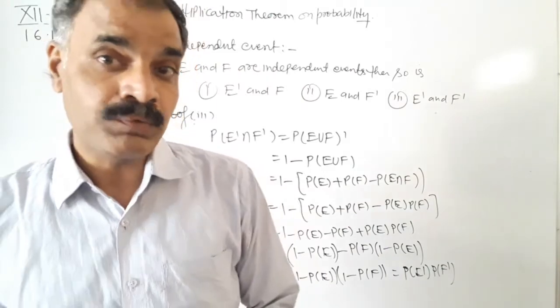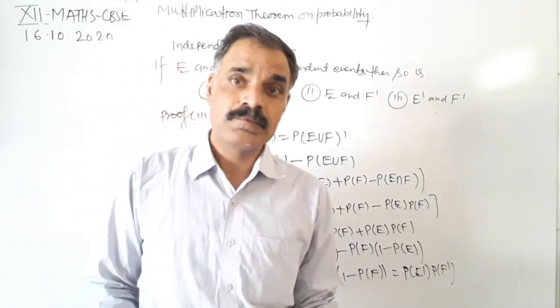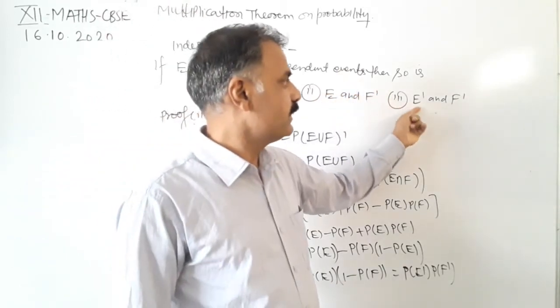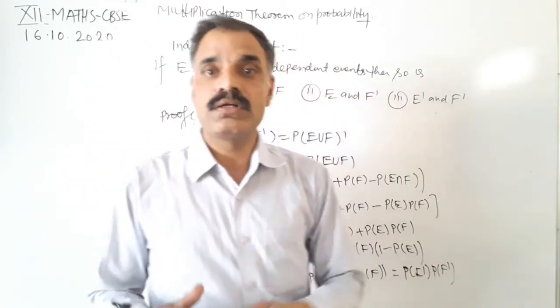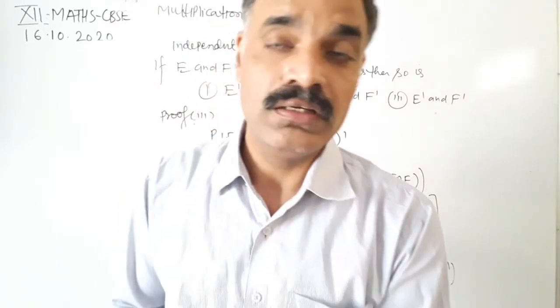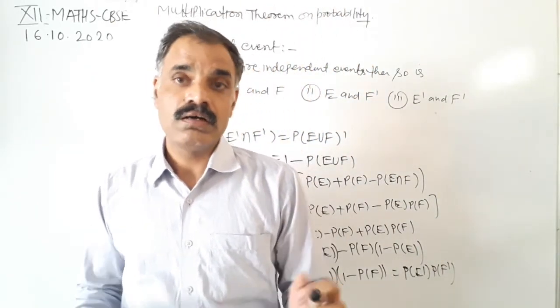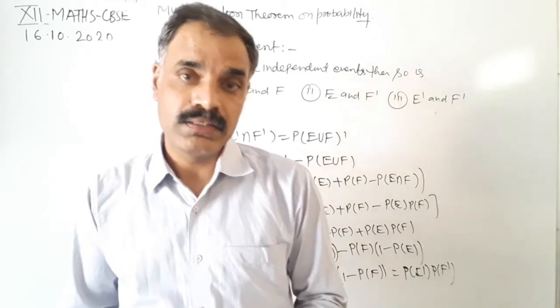So this is the proof, or this shows that if events E and F are independent, then E dash and F dash are also independent events. So this is the property, the property of independent events.